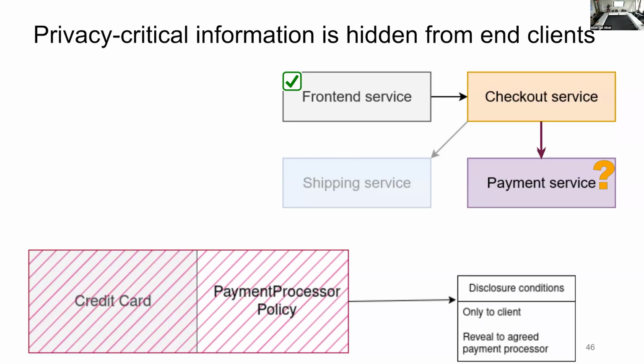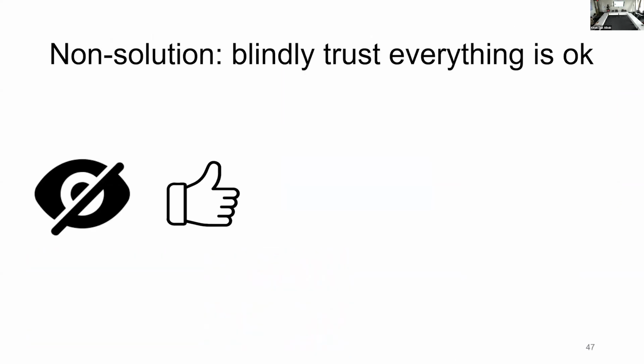So how does the front-end service know that the payment service is actually doing the good thing with the data and is not having some very weak policy that allows it, I don't know, to print to file, or to do whatever? So one non-solution is to simply say, well, I don't know what you're doing. I don't have visibility into what you're doing. I will trust that you're doing the good thing, but there's no way for me to know that.